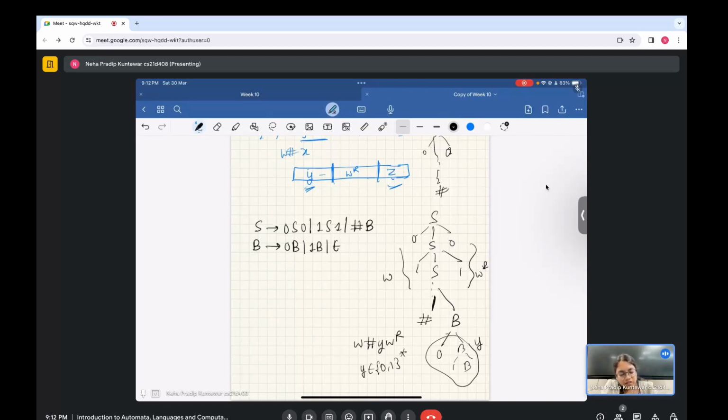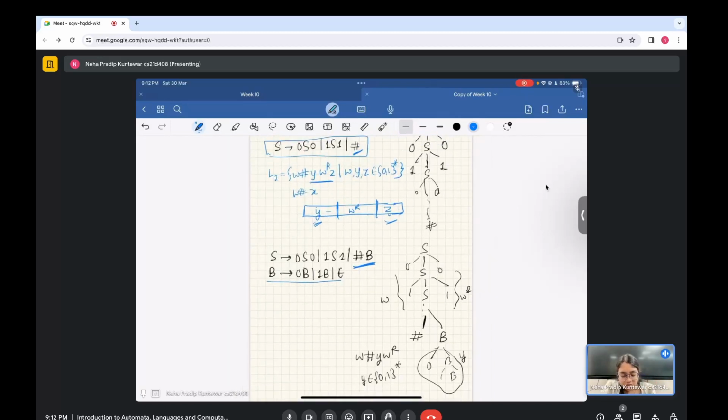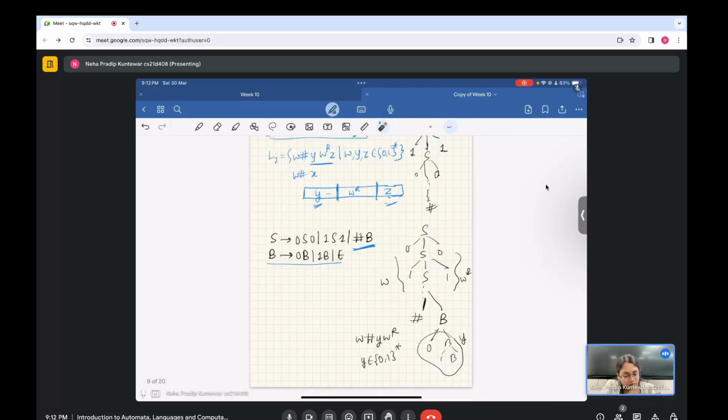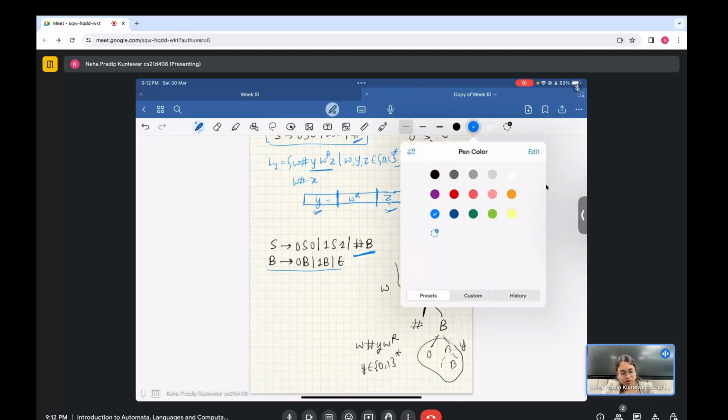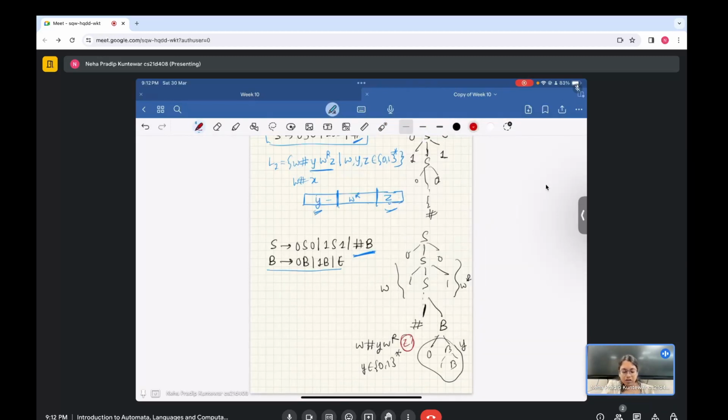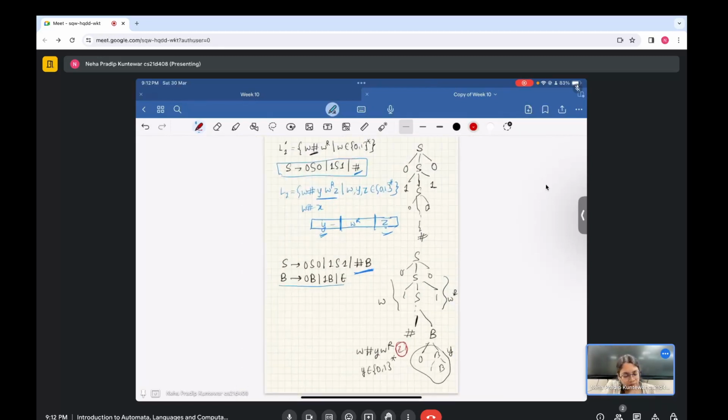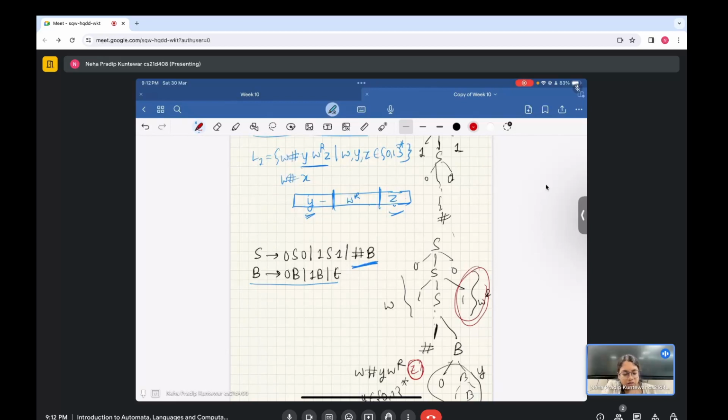This is the only modification we made. We added a new non-terminal B, and B basically generates any string. We wanted to generate strings of the form W sharp Y W reversal Z, and what we are now generating is W sharp Y W reversal. We are almost there. The only thing we need to do is add Z's here. We want to generate Z's after the reversal, so there should be something over here that takes care of the Z. That is intuitively what should happen.